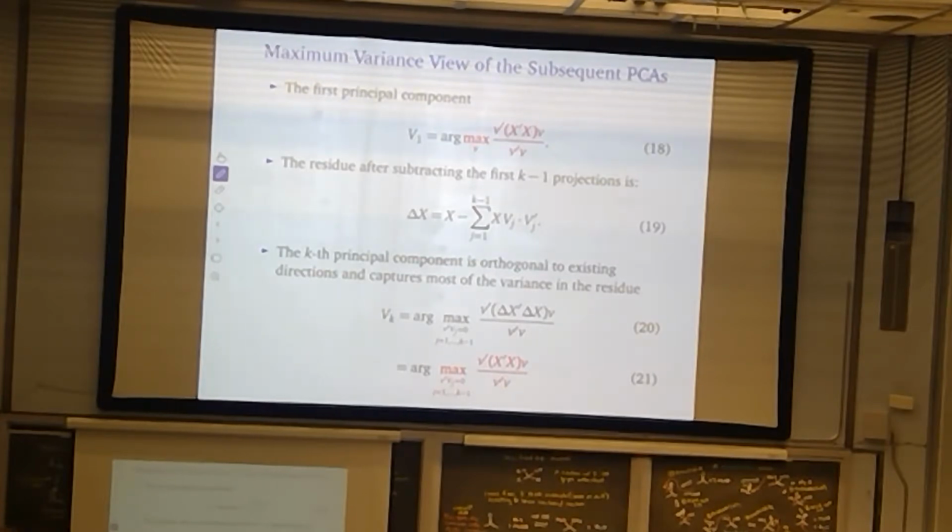So that just gives us the first PCA, the first direction of maximum variance. How do you pick the second one?